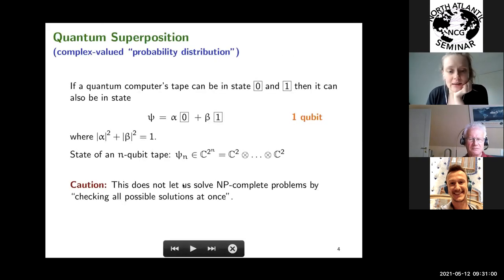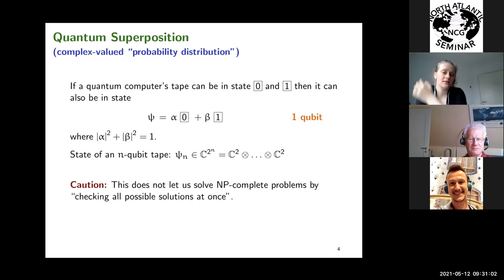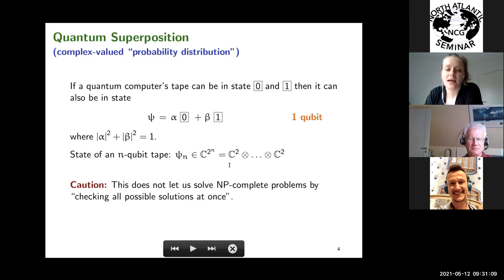One more caveat I want to point out: sometimes people jump too quickly to conclusions after seeing this exponential state space and suggest that maybe we could solve NP-complete problems, such as satisfiability of some constraint system, by simply trying all possible solutions at once and seeing if there exists one that satisfies our constraints. Things are not that simple. We don't believe that we can solve NP-complete problems in polynomial time on quantum computers.